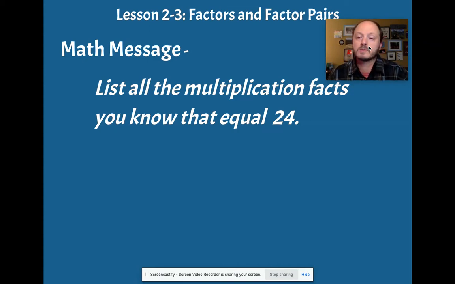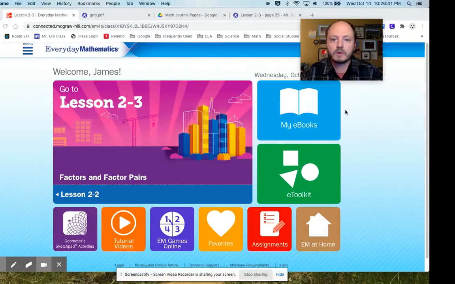Think about all the different multiplication facts that make 24. All right. So, did you work all those out? Did we pause and work them all out? If not, last chance. Okay. So, let's take a look.